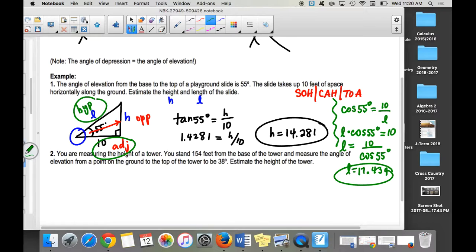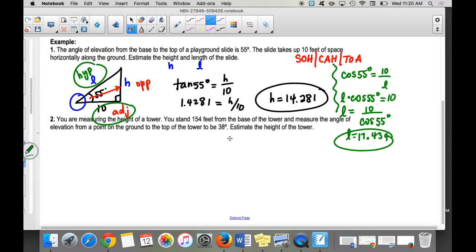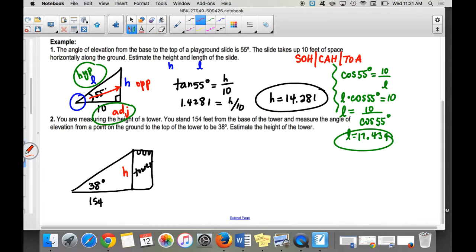All right. So you're measuring the height of a tower. You stand 154 feet from the base of the tower and measure the angle of elevation from a point on the ground to the top of the tower to be 38. So here's our tower. I should make it look more fancy, like a princess tower, but you know. You stand 154 feet from the base, and you're trying to find the height of the tower, so h.